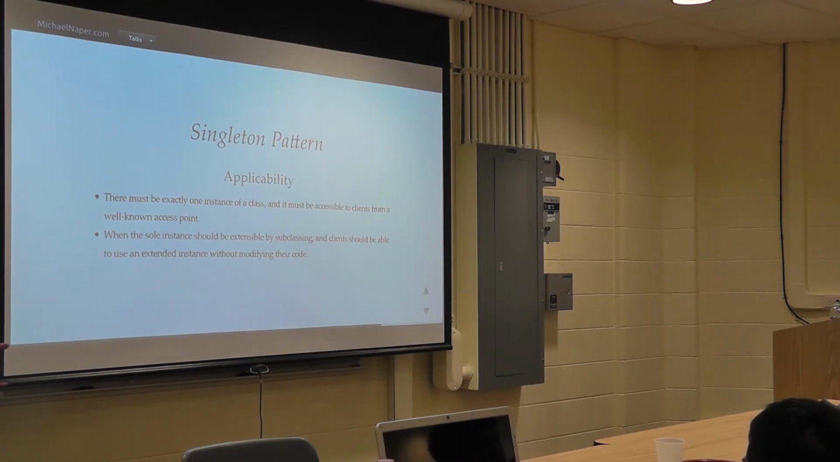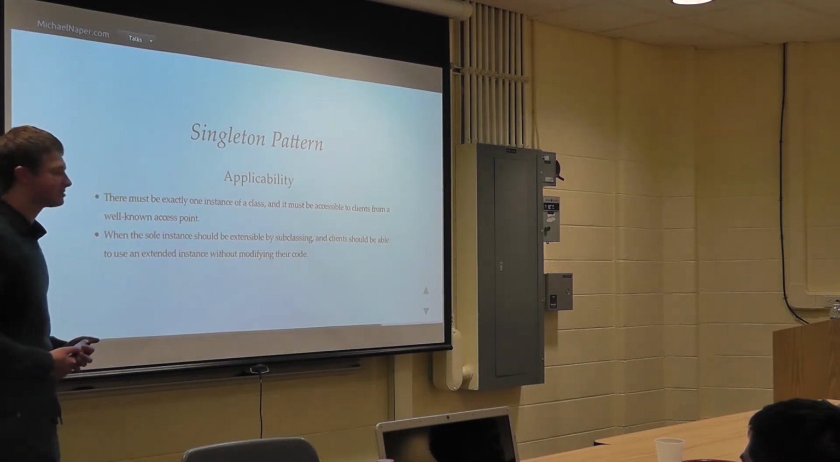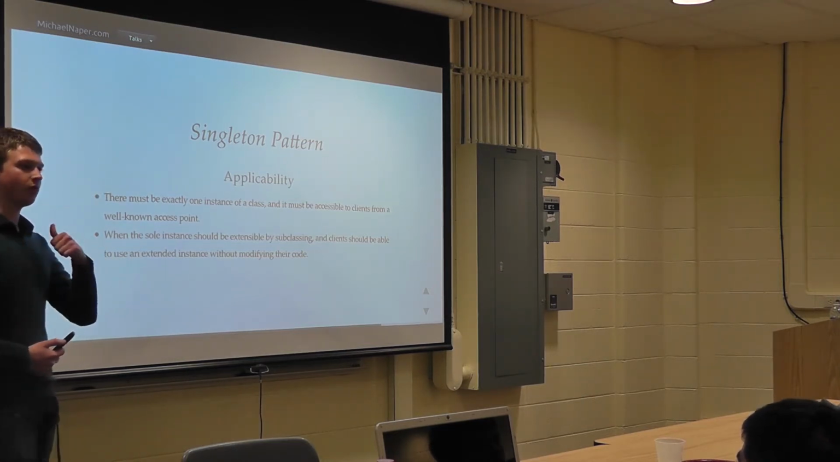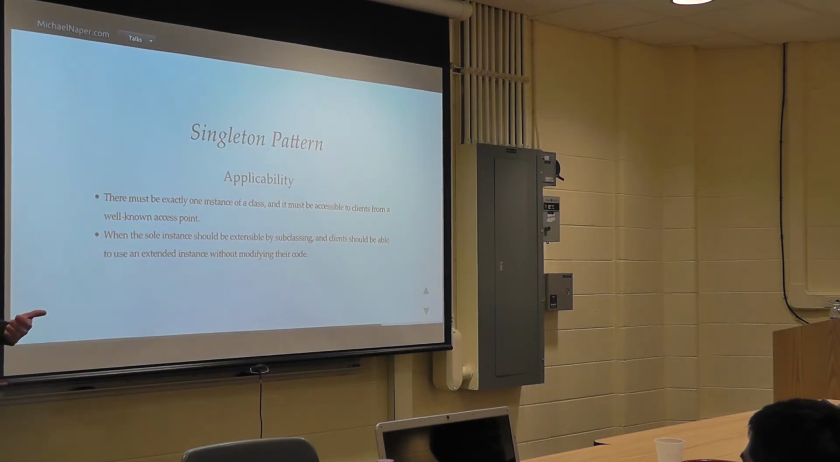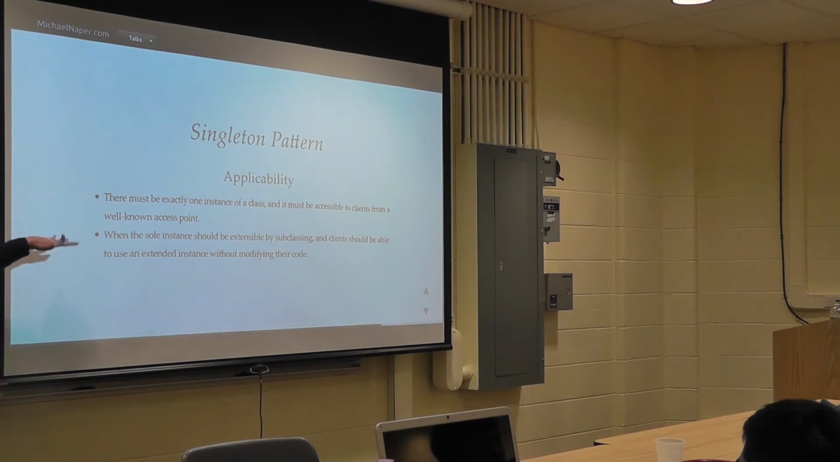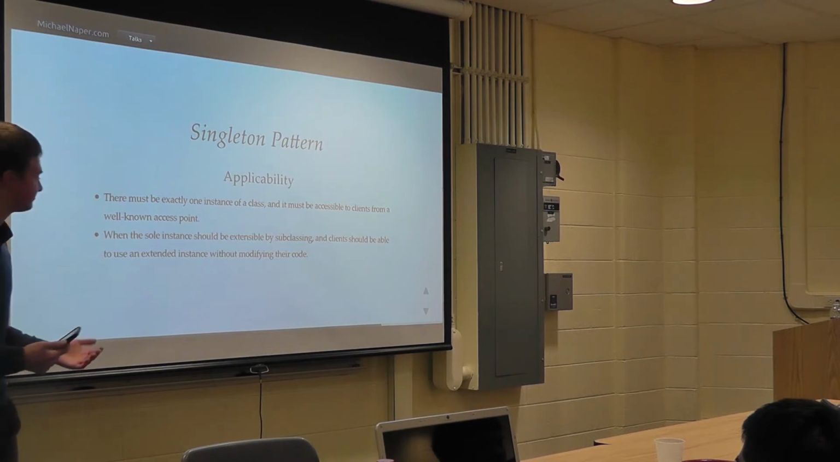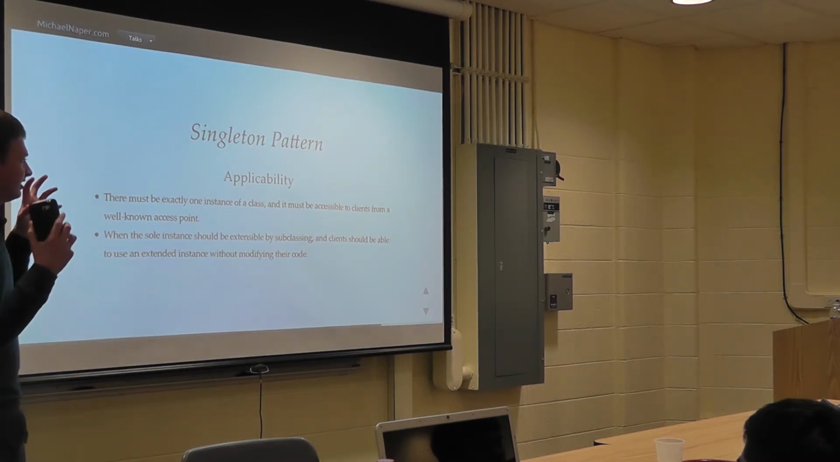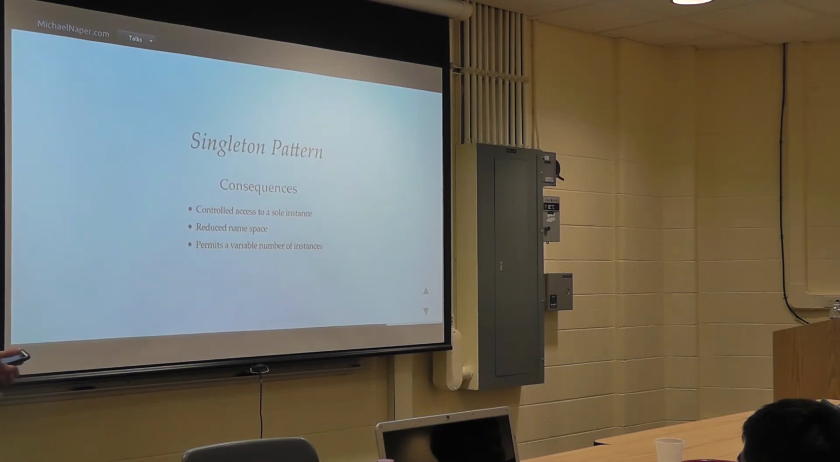The sole instance should be extensible by subclassing, and clients should be able to use an extended instance without modifying their code. You can actually backtrack a bit. Maybe you decide first that there should be only one of these instances in memory at any given point in time, but later you decide there could be 2 or 3 or as many as you want. You can just change your getInstance method to return a new object every time. Maybe you don't care that there's only one instance. But none of the client code ever has to change. They still keep calling getInstance, and they get an instance. It might not be the same instance, but it's an instance. So that logic is now encapsulated in the getInstance method.